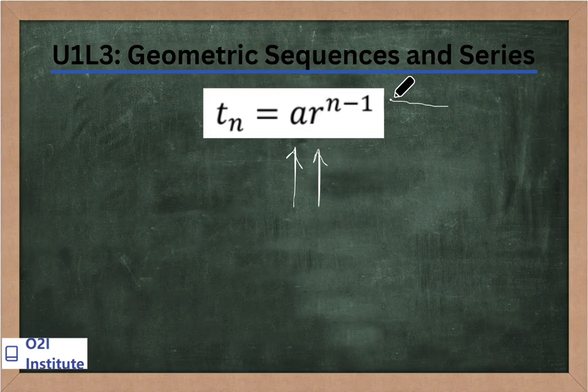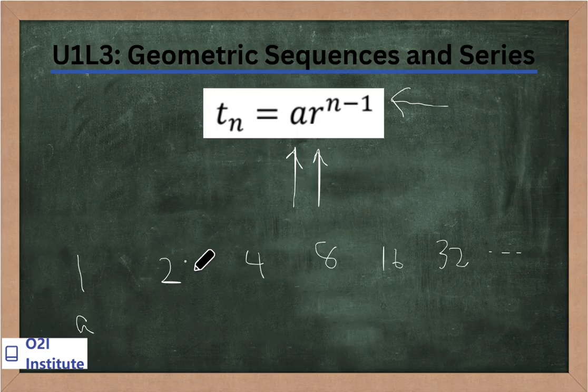But what is going on with the n-1 exponent stuff? Well, let's figure it out. I'm going to take the most basic geometric sequence: 1, 2, 4, 8, 16, 32, and so on. There are infinite terms. So 1 here is our first term, A. And 2 here is our first term times the ratio, which in this case is 2. So AR.